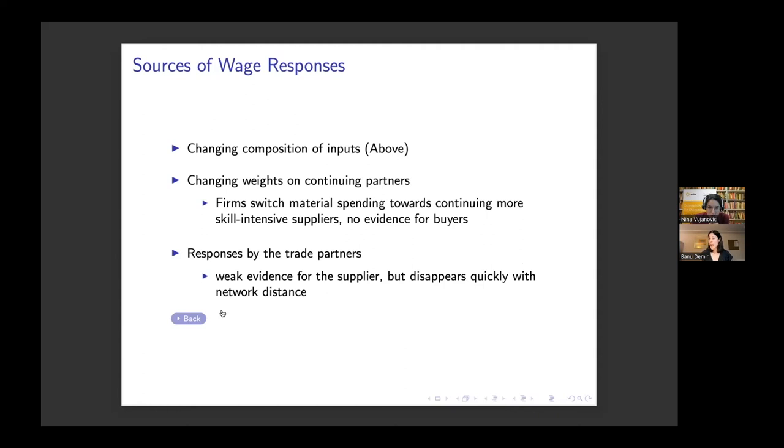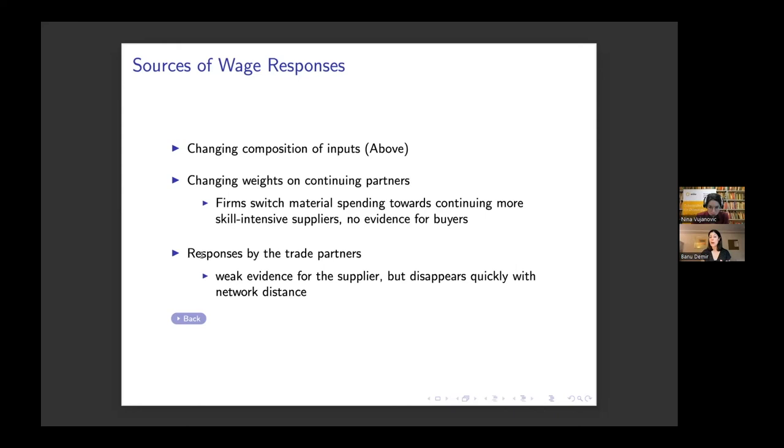But another thing that could happen within the firm is that the firm might simply be increasing its purchases from its high wage suppliers, but that continue throughout the period. So the firm was sourcing from the supplier. It is still sourcing from the supplier, but because of the quality upgrading, the firm might be increasing its reliance on this high wage supplier. So it looks like it's an important mechanism. So we are talking about within firm switching of spendings, right? Firms switch material spending towards continuing but more skill intensive suppliers. We don't find evidence on the buyer side.